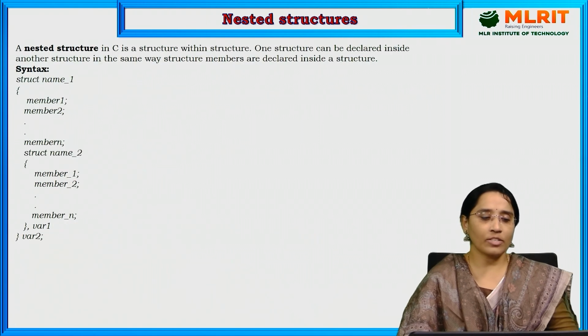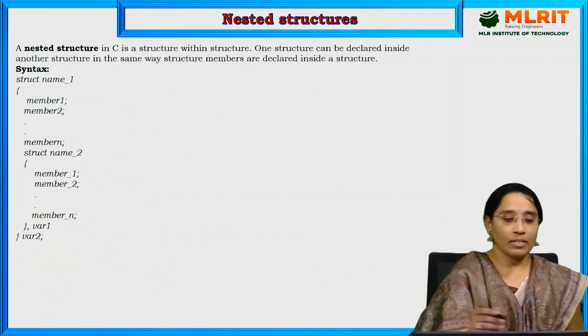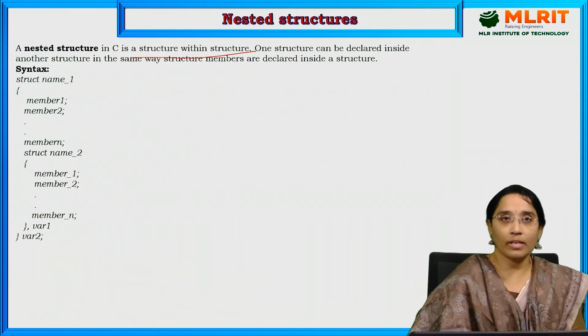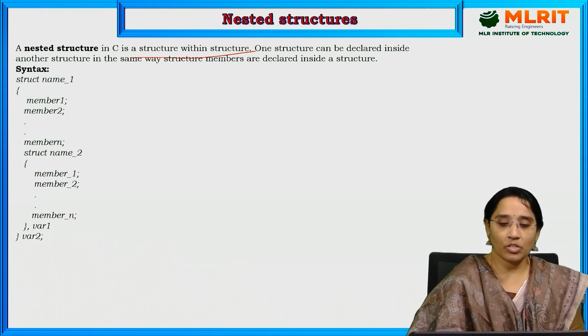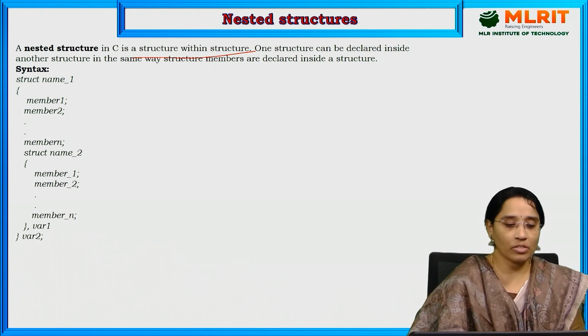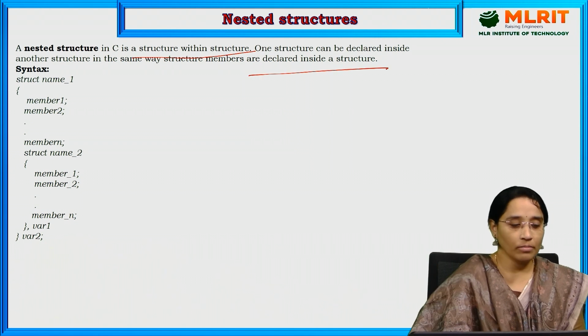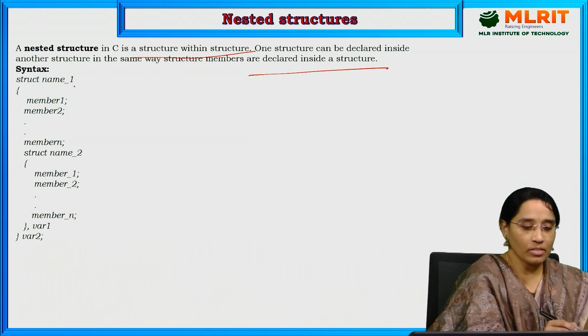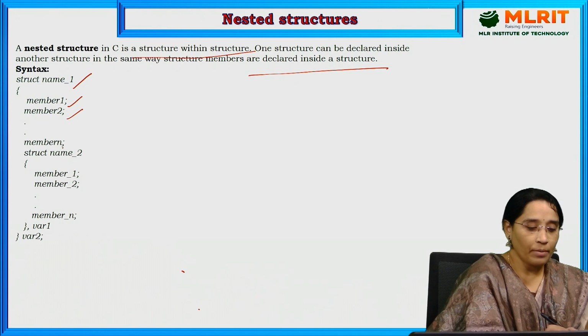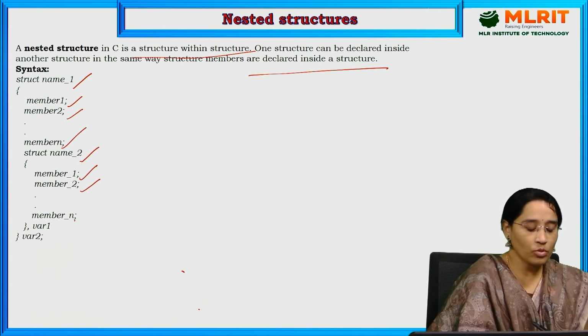So what is a nested structure? In C, a structure within structure is called the nested structure. One structure can be declared inside another structure, in the same way structure members are declared inside a structure. The syntax is struct name 1, members member 1, member 2 and member n, then struct name 2, member 1, member 2, and so on.